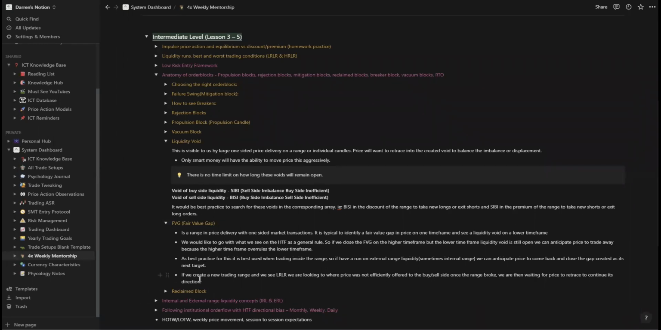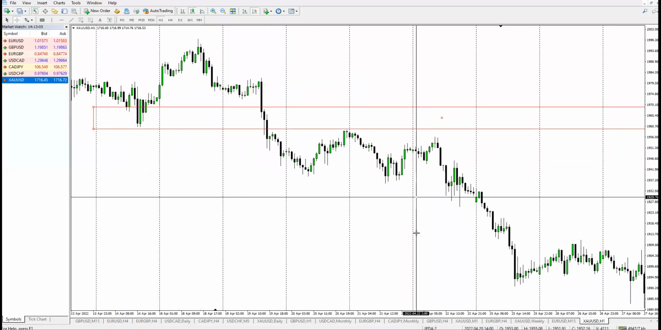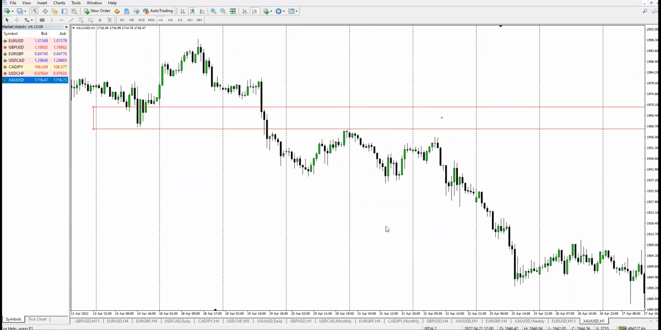And obviously, if we are creating a new trading range and we see a low resistance liquidity run, we are looking to where price was not efficiently offered to the buy side or the sell side once the range broke. So when we identify a low resistance liquidity run, like for example here, we are looking for once that range broke where price did not efficiently trade. That's effectively what we're saying about a low resistance liquidity run over here. Once it breaks a range, we are looking for where price did not efficiently trade.